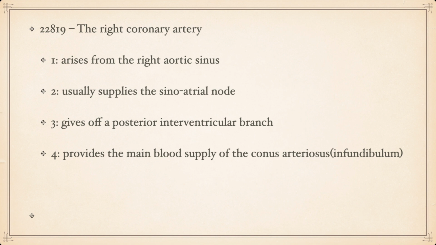You often do get an anastomotic branch from the left anterior descending, and they anastomose to form what is called the arterial ring of Vieussens. That won't be in your GSSE, but it's an interesting piece of anatomy.